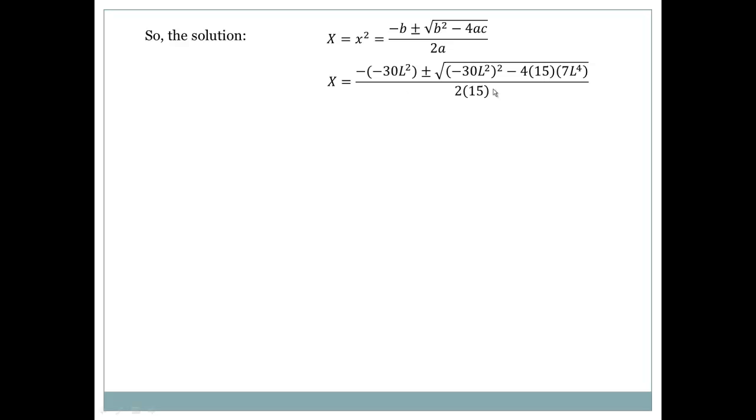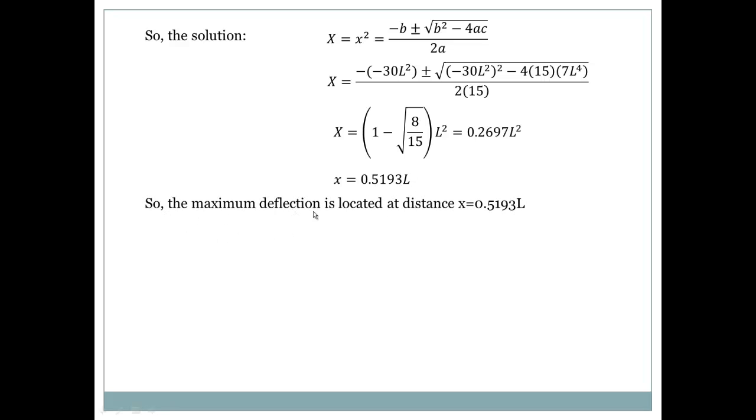and this is if we apply the b, a and c, I will end up having big X equals 0.2697 L squared, but I'm solving for small x, which is the square root of this value, and that will give me 0.5193 L. So the maximum deflection is located at the distance x equals 0.5193 L, of course from the left, since I'm taking x equals 0 at the left support.